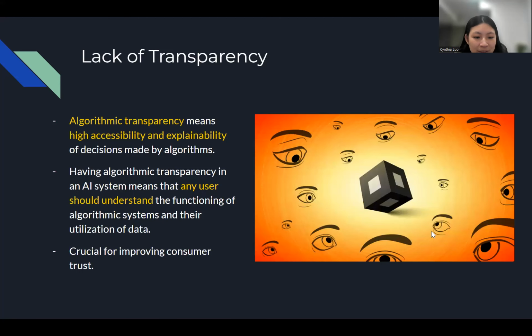Finally, we have companies' lack of transparency. I'll begin with a brief definition. Algorithm transparency means high accessibility and explainability of the decisions made by algorithms. Having algorithm transparency in an AI system means that any user should be able to understand the functioning of algorithm systems and their data usage. This is crucial for improving consumer trust.